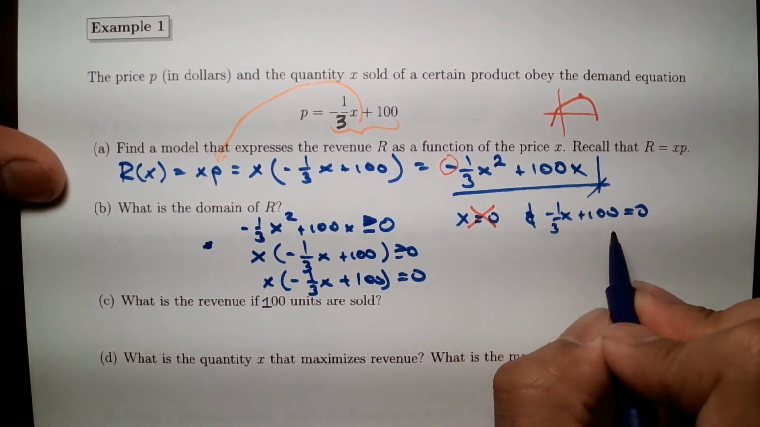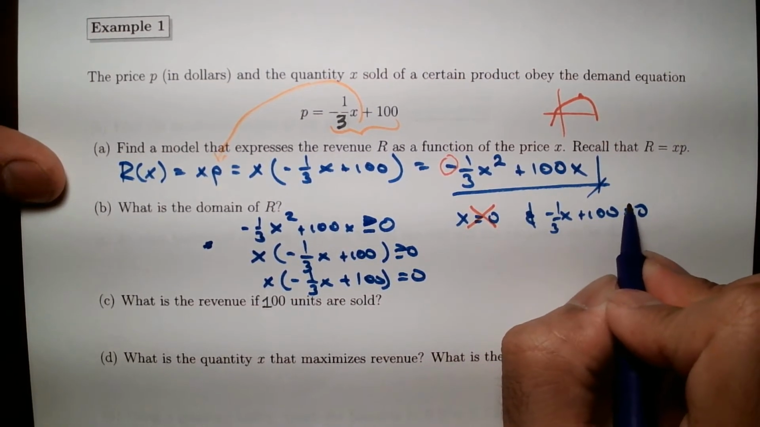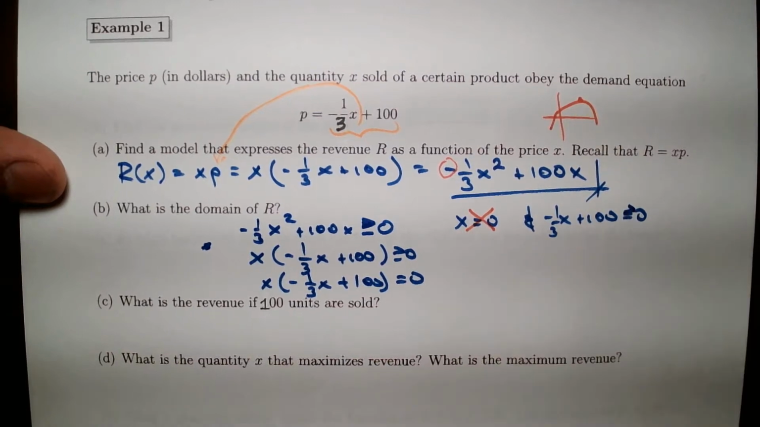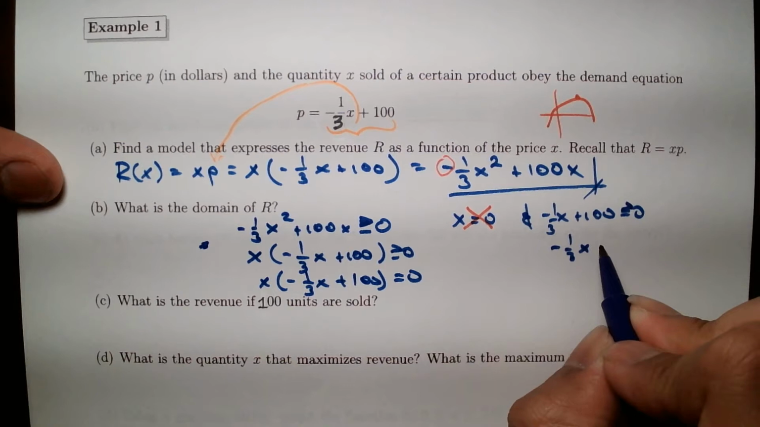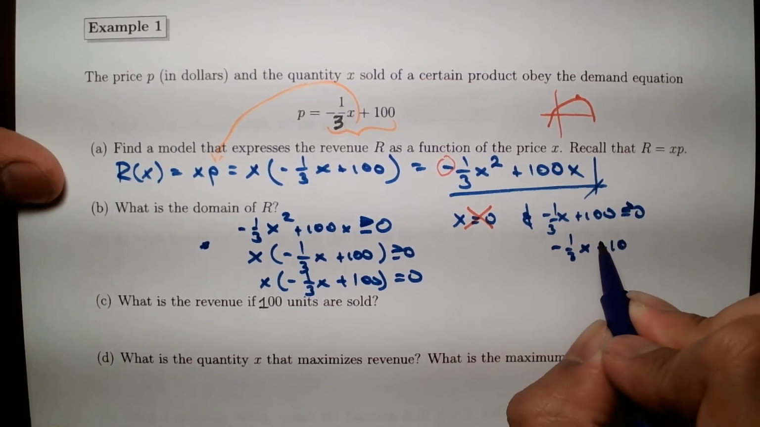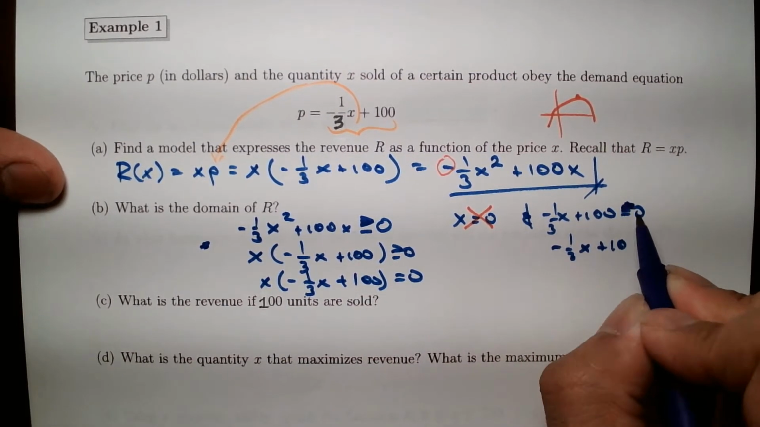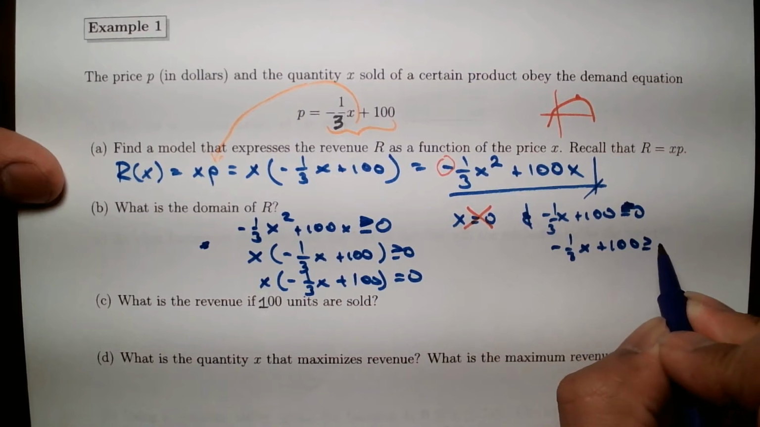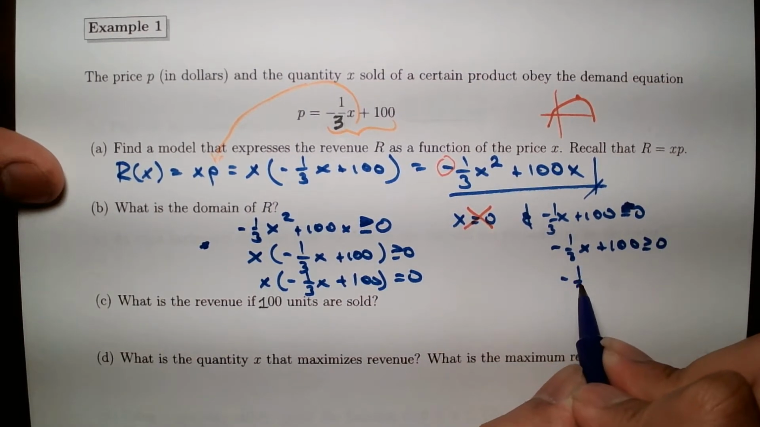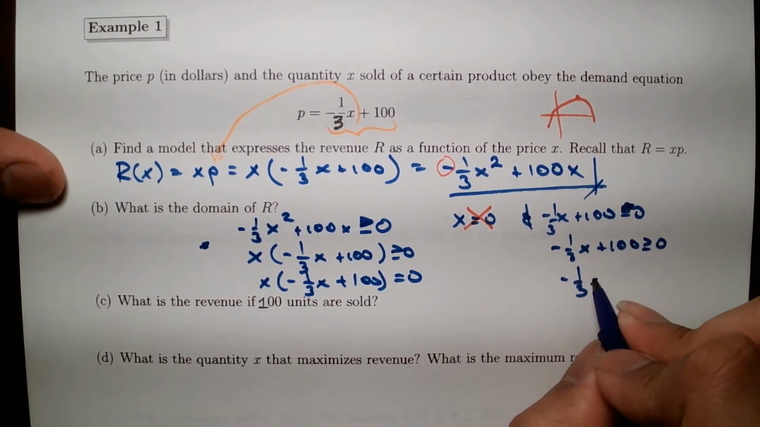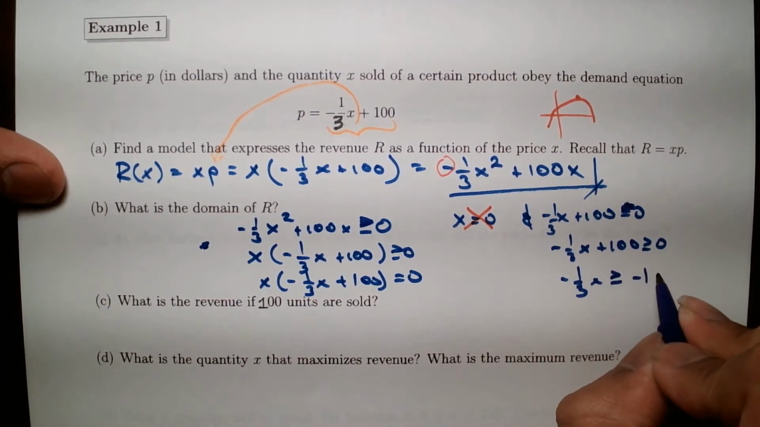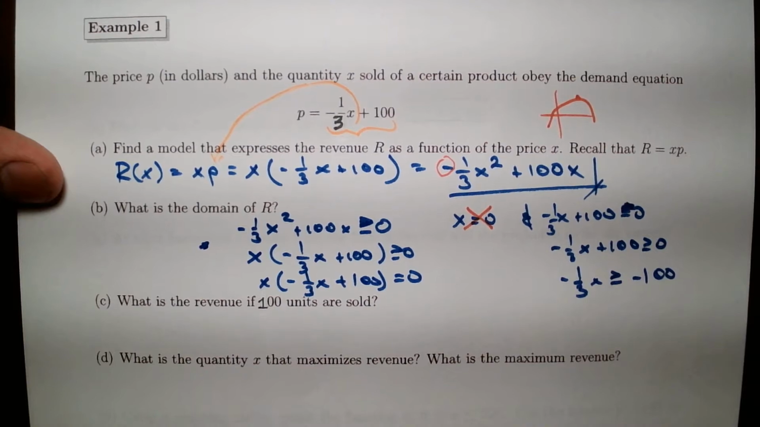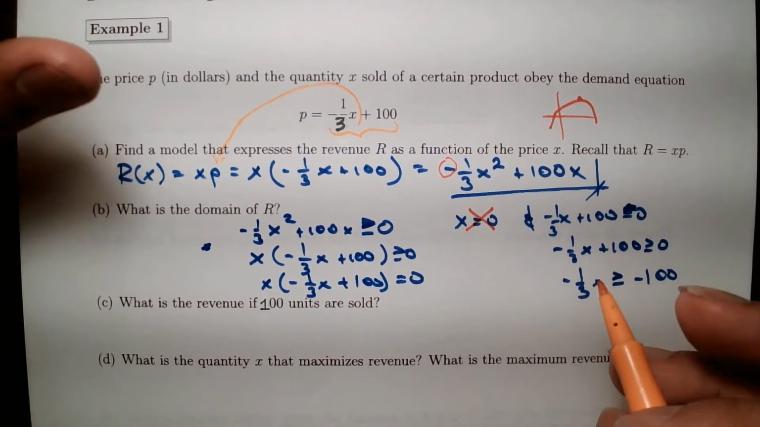Even though profit is really not in play here. All right, so we can go back to inequality notation: negative 1/3 x plus 100 greater than or equal to 0, negative 1/3 x greater than or equal to negative 100, and then I'm going to multiply both sides by negative 3.